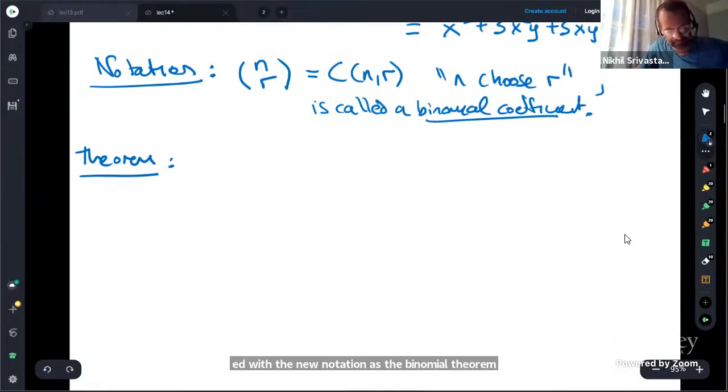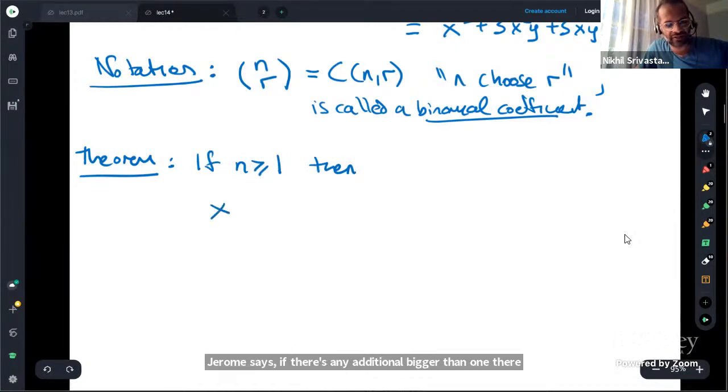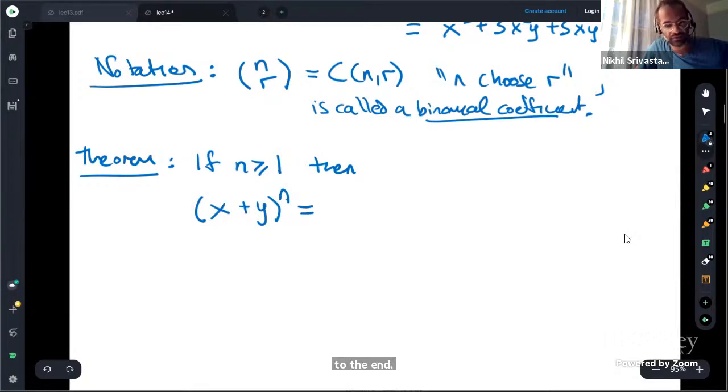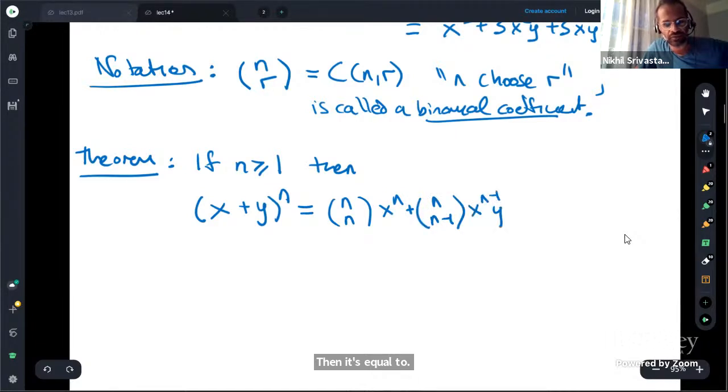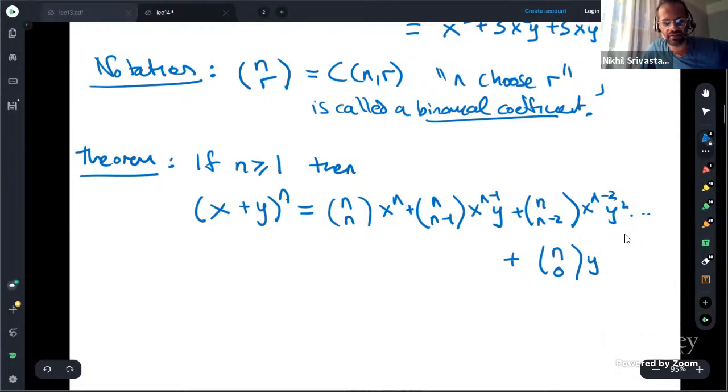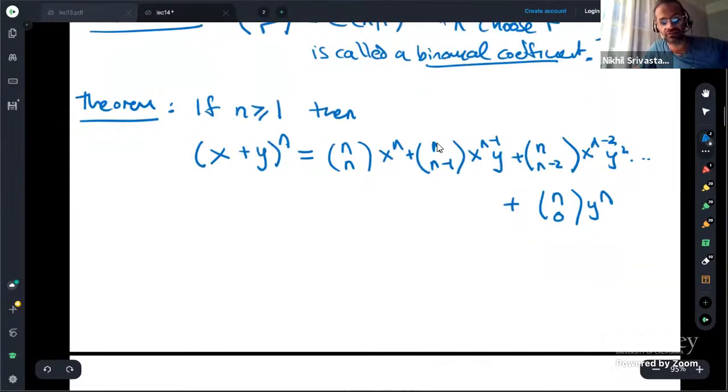The theorem says if n is any integer bigger than 1, then if you have an algebraic expression like x plus y to the n, it's equal to n choose n times x to the n, plus n choose n minus 1 times x to the n minus 1 times y, plus n choose n minus 2 times x to the n minus 2 times y squared, dot dot dot, all the way up to n choose 0 times y to the n. So this is a generalization of what we did for cubes.